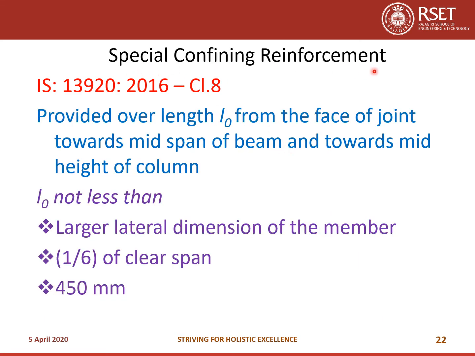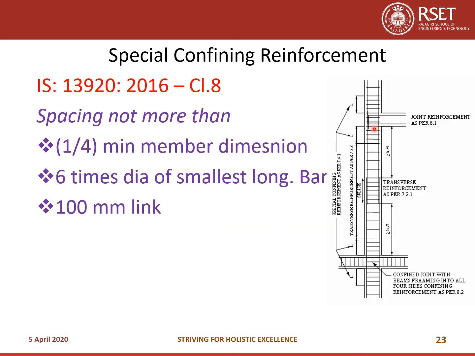Next is the special confining reinforcement. Special confining reinforcement criteria is given in IS 13920-2016 clause 8. Special confining reinforcement should be provided for a length of L0 from the face of the joint towards the midspan of the beam and towards the mid height of the column. This L0 should not be less than the largest lateral dimension of the member or 1/6 of the clear span or 450 mm. Then this is the distance L0 from both the faces.